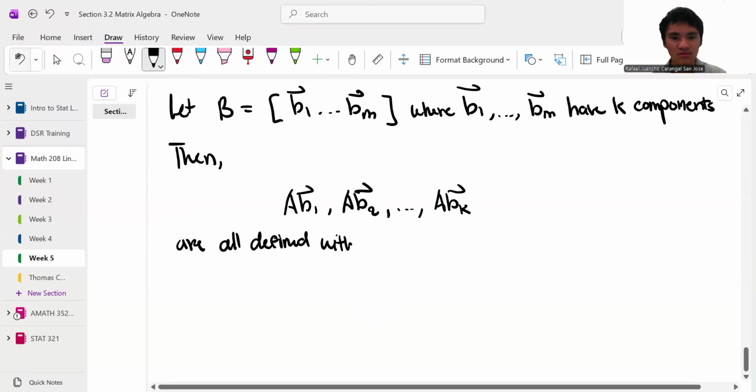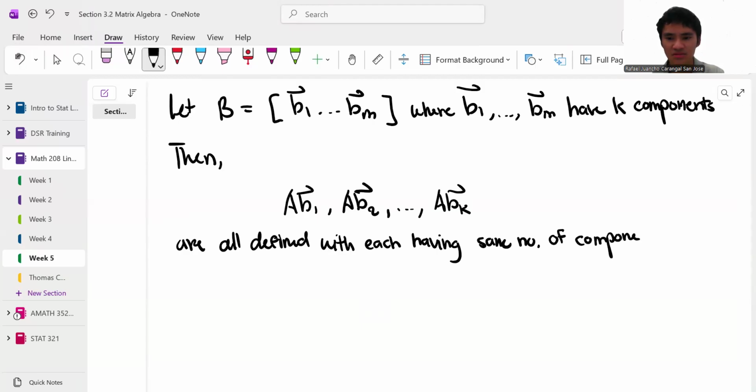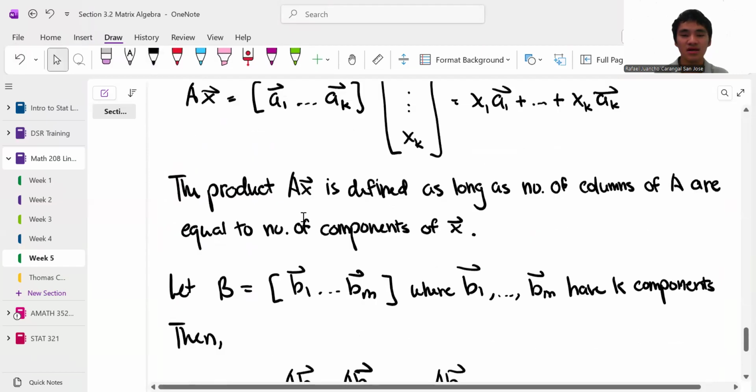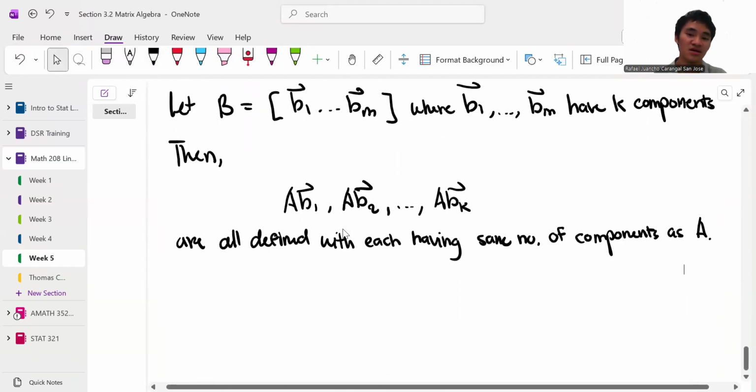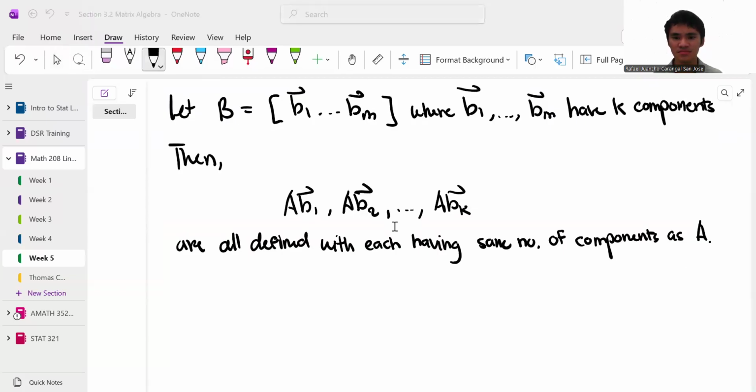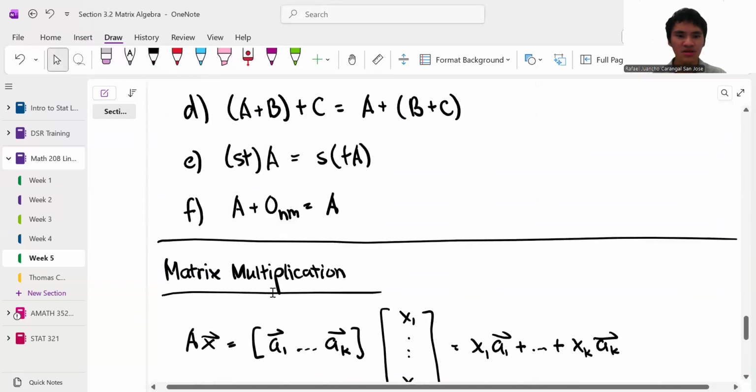Okay, with each of these vectors having the same number of components as A. So we say that A has K components, or in this case, K vectors, while these guys also have K components. Okay. Cool, let's look at the definition here.